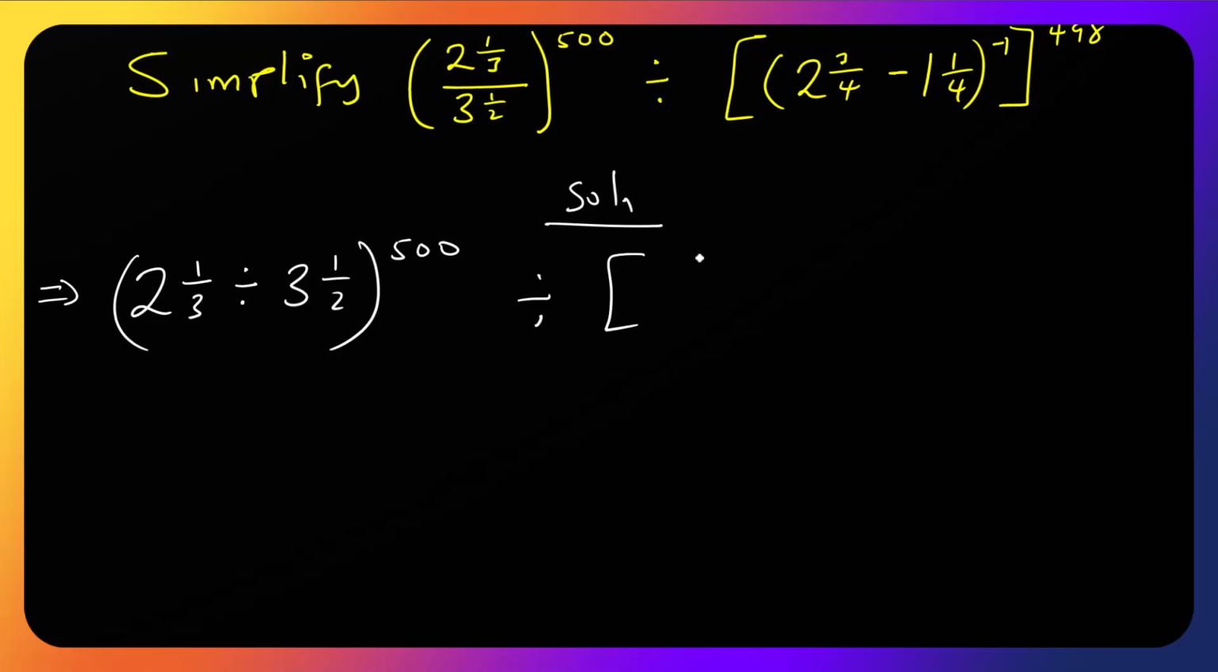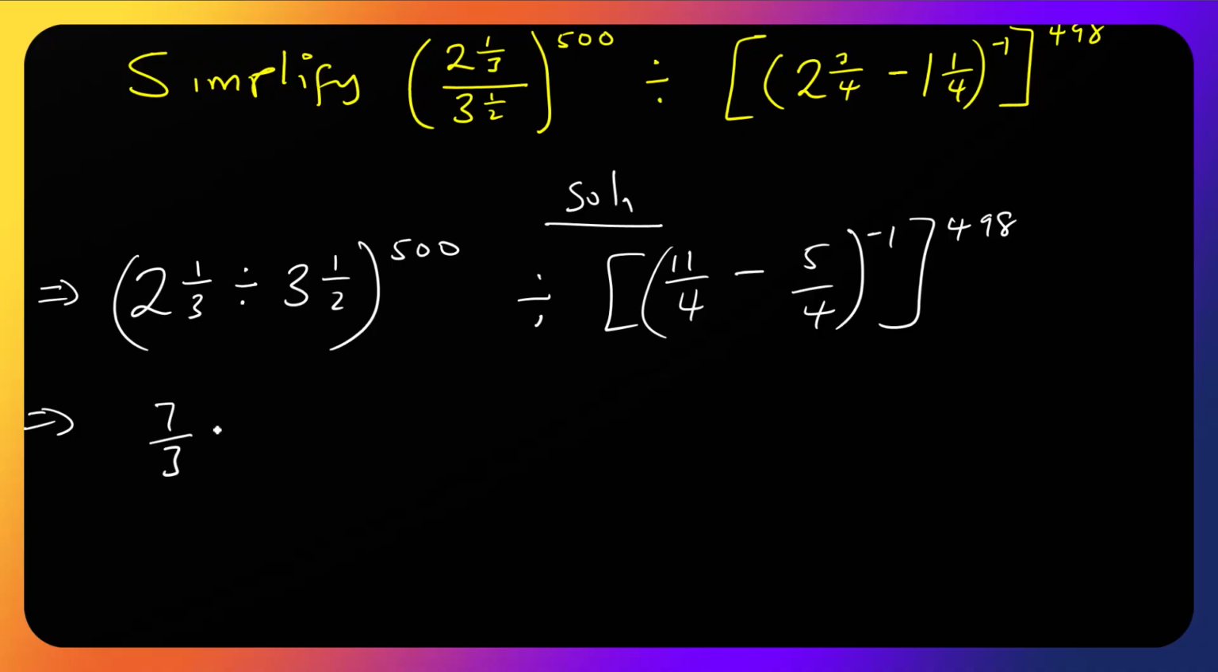we have this. So let's change this one. So 4 to 8 plus 3, 11 on 4, 4 on 4, 5 on 4. So all raised to -1. Then we have to the power 498. Let's change this one as well. 3 to 6, 7 on 3 divided by 3 to 6, 7 on 3.